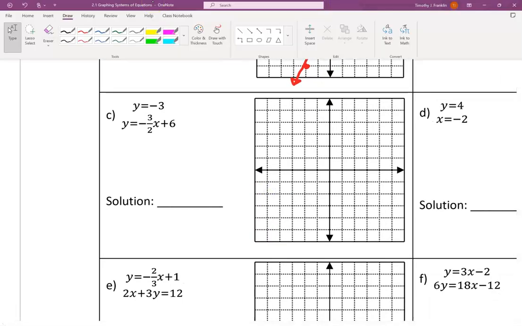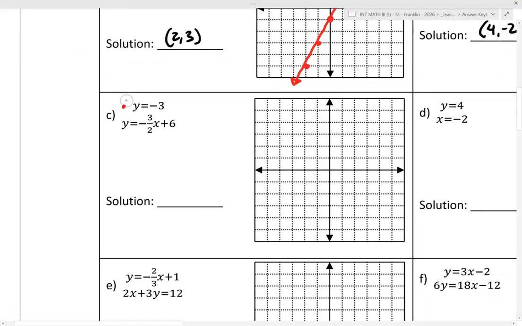Example C, now this first equation says y equals negative 3. Remember, when there's no x in the equation, the slope is 0, which means we go to negative 3 and draw a horizontal line. So every y value on that line is negative 3. Our second line starts up at 6. We have a slope of negative 3 over 2. And we just made it. So our solution here, (6, negative 3).